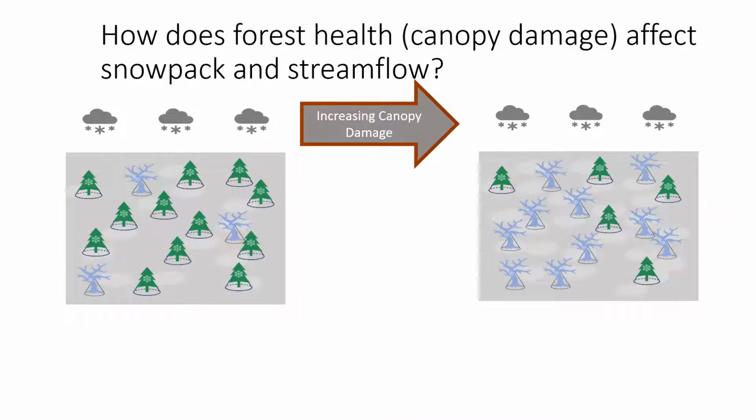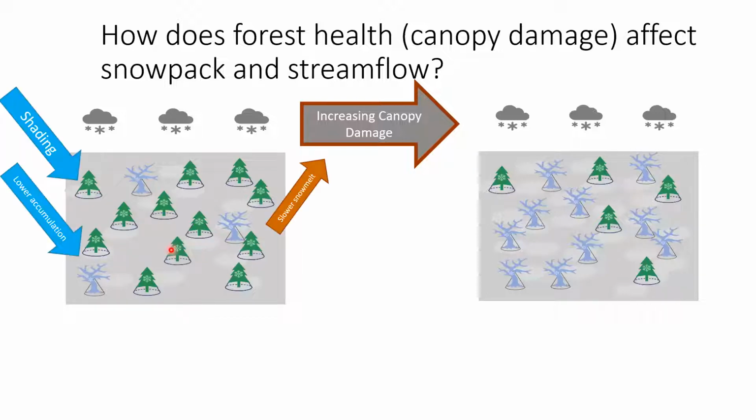So how exactly does canopy damage or general forest health affect snowpack and stream flow? This diagram here to the left represents a generally healthy forest stand with low canopy damage, where you have a couple of dead trees. These smaller snowflakes right here show that when compared to a live tree, the canopy interception of a snag is lower, in addition to its shading factor being smaller when compared to a healthy tree.